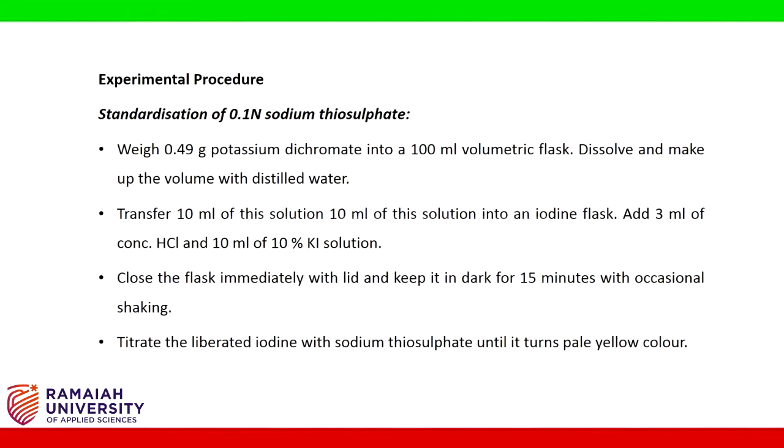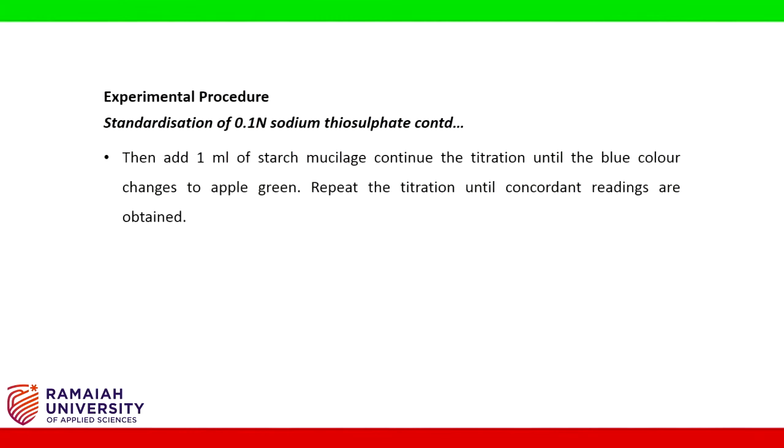Titrate the liberated iodine with sodium thiosulphate until it turns pale yellow color. Then add 1 ml of starch mucilage. Continue the titration until the blue color changes to apple green. Repeat the titration until concordant readings are obtained.